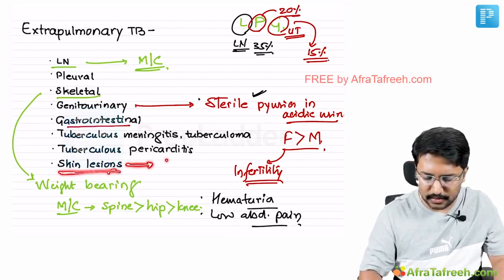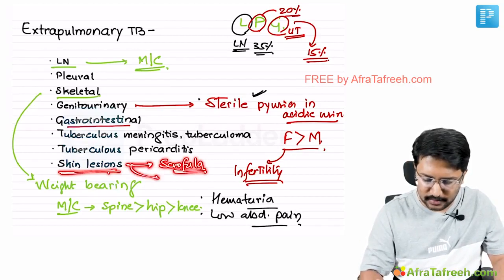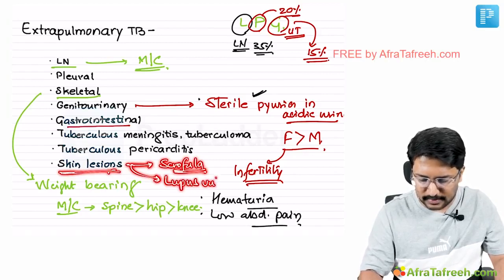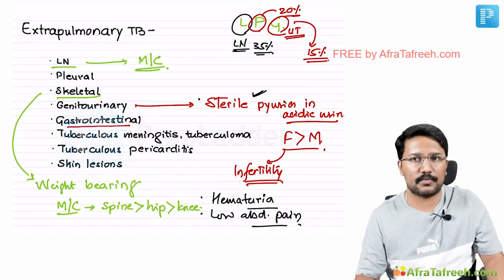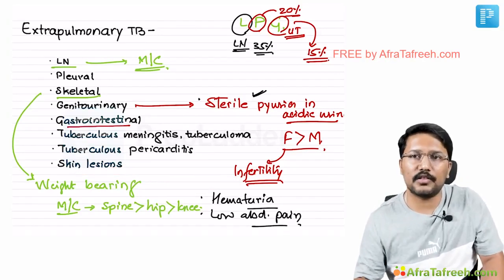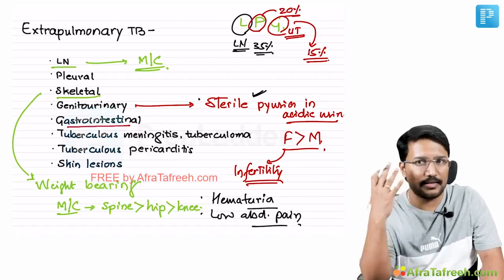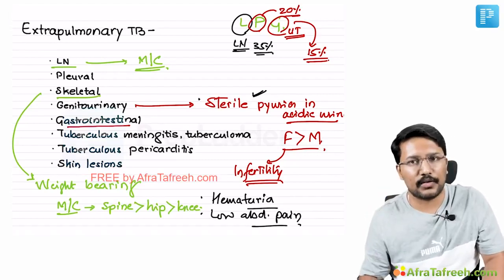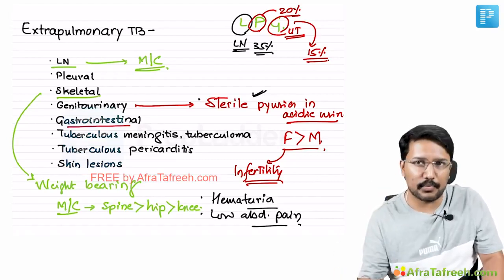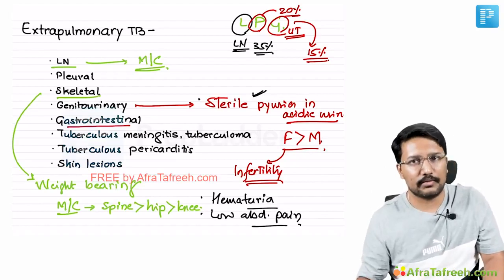Then coming to the skin lesions. Skin lesions, one thing we have already discussed, that is scrofula and scrofuloderma. Beyond that, it can also cause something called lupus vulgaris. Lupus vulgaris is a cutaneous form of tuberculosis, right? So this lupus vulgaris predominantly affects the face, eyelids, and other structures around the neck. So that is why it gives rise to a vulgar appearance. That's why it's called lupus vulgaris, right?